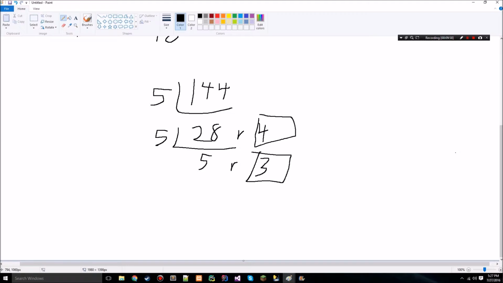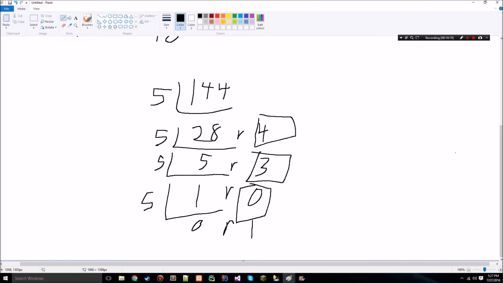Okay, now we do 5 divided by 5, and that gives us 1, remainder 0. And then we're going to divide by 5 again. 1 divided by 5 is 0, remainder 1.